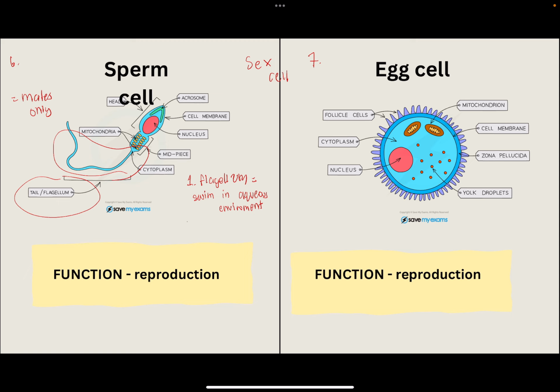Okay, next is that it has mitochondria. Remember what we learned about mitochondria in our last video? What does it give out? It gives out energy, right? Now if the sperm has more energy, it can swim faster, right? So mitochondria is needed.